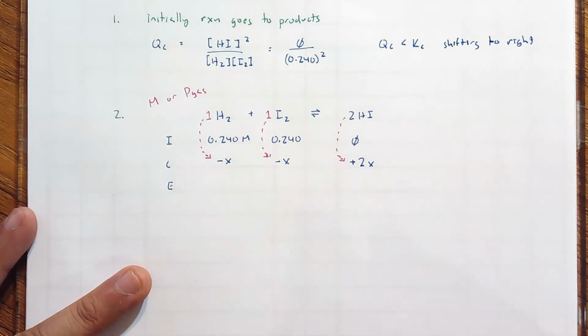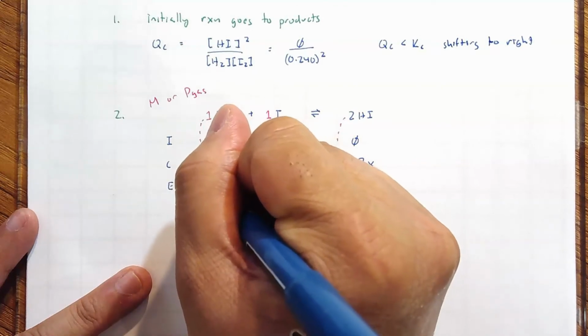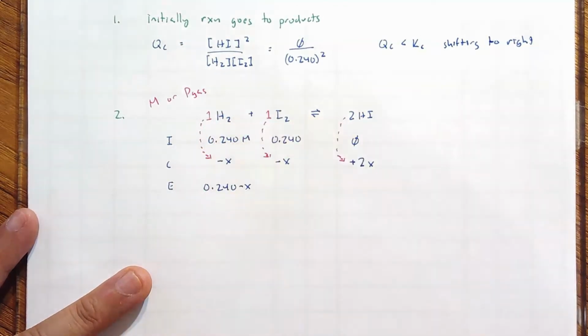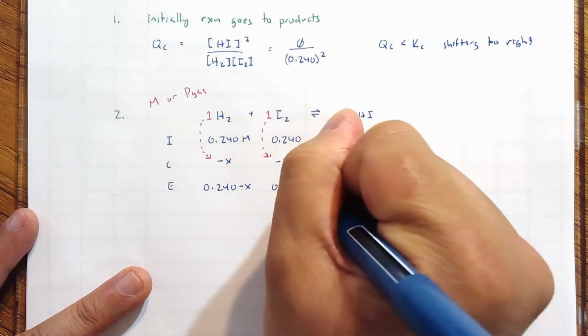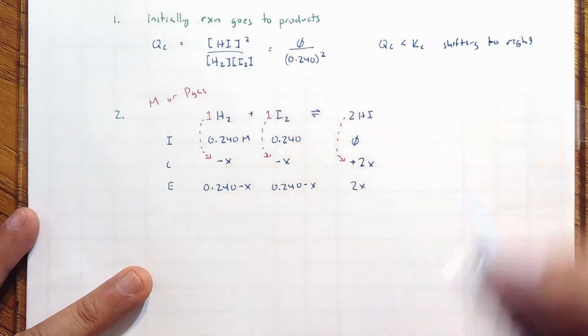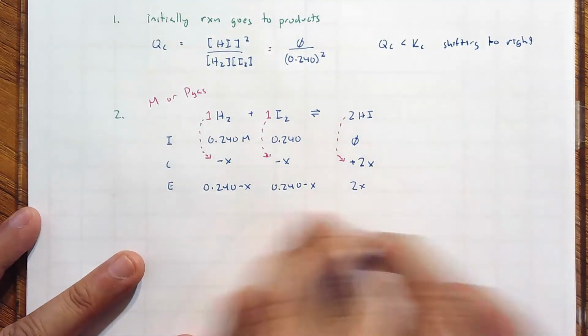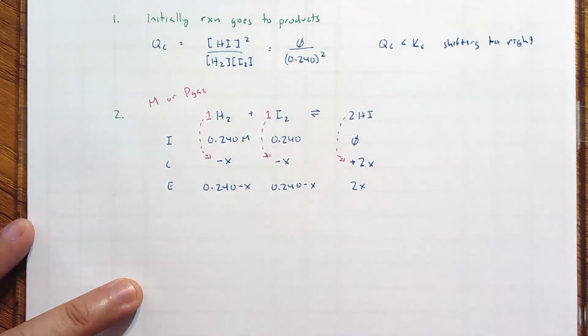Alright, we just have to fill in the equilibrium row. 0.240 minus x, 0.240 minus x, and this is just 2x. Okay, those are my equilibrium concentrations, but I just still don't know what x is.